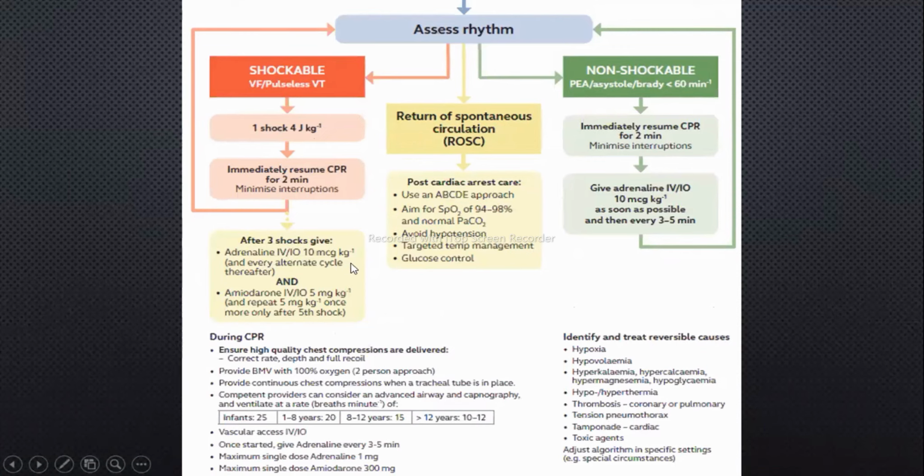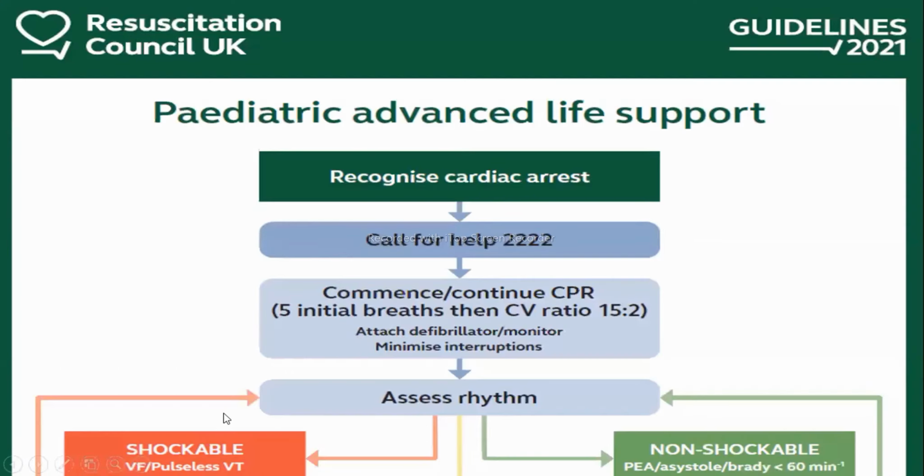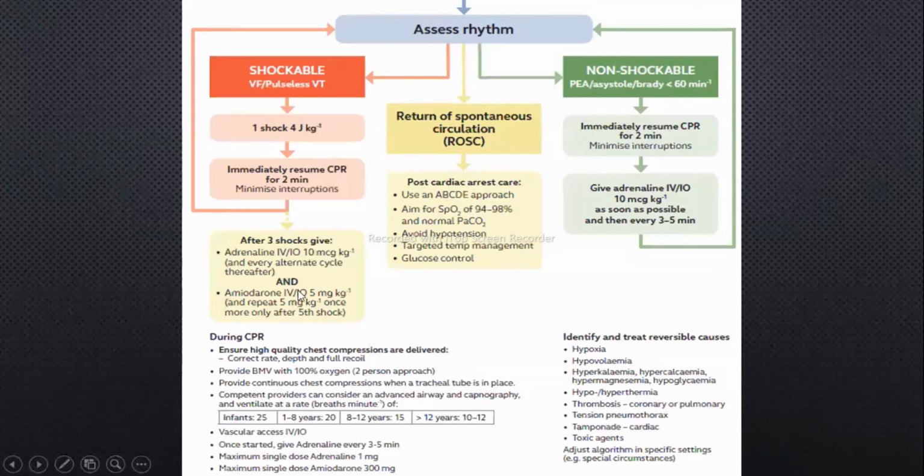And regarding adrenaline, it will be 10 microgram per kilogram. Amiodarone, it will be 5 milligram per kilogram after the 3rd and 5th shock. In adults, we said amiodarone after the 3 shocks, and it will be 300 milligram. And after the 5th shock, it will be 150 milligram. But in pediatric, it will be 5 milligram after the 3rd and 5th, same dose.